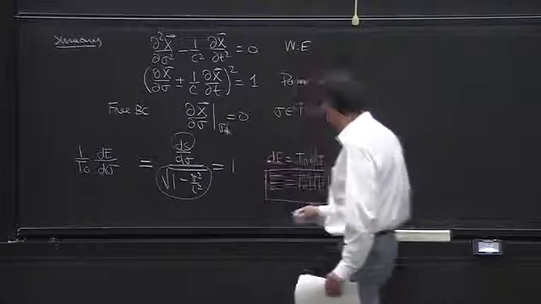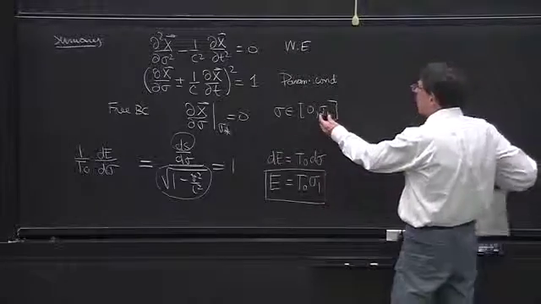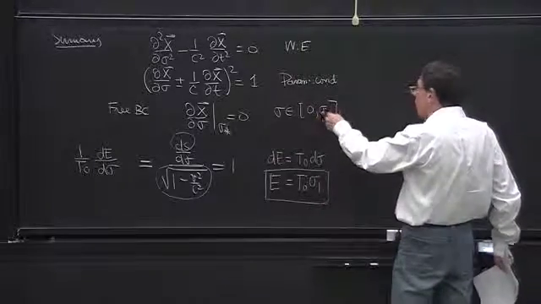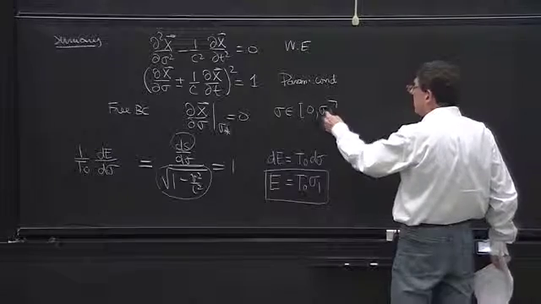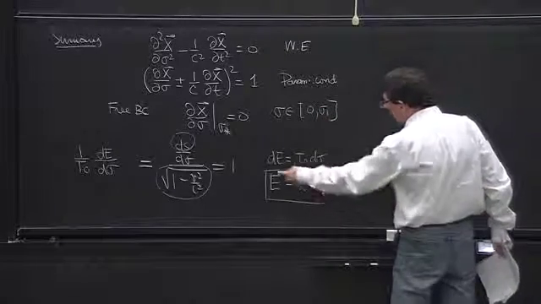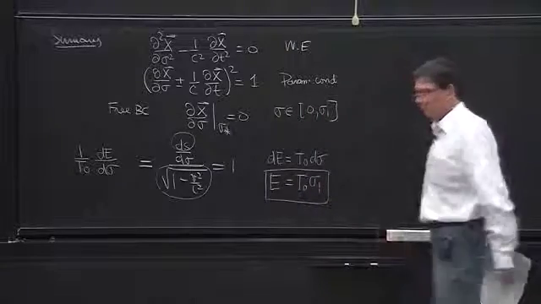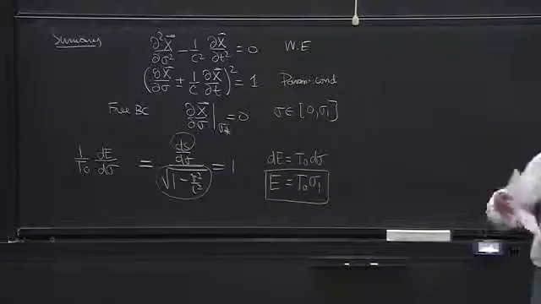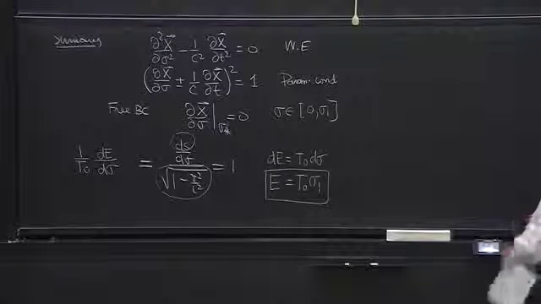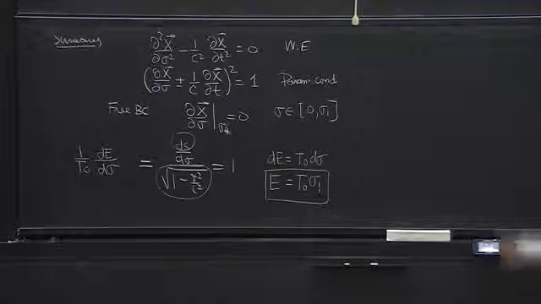So the parameterization sigma is tied to energy. Therefore, if you know the length of the string in parameter space, you know its energy. Or conversely, if you know the energy, you know what parameter you should use to describe it. So the energy is tied into the parameterization. And this is a beautiful set of equations.